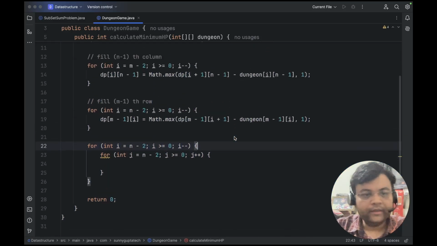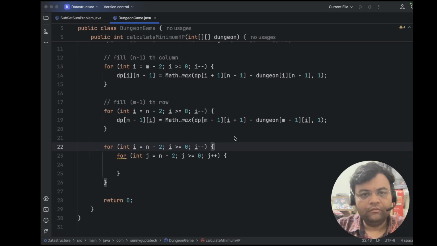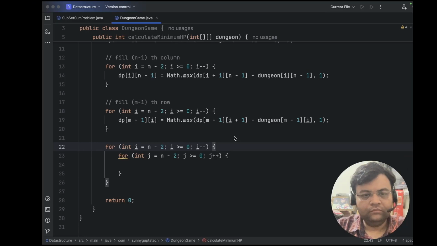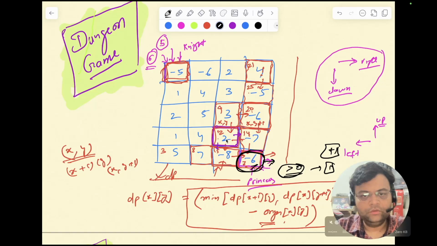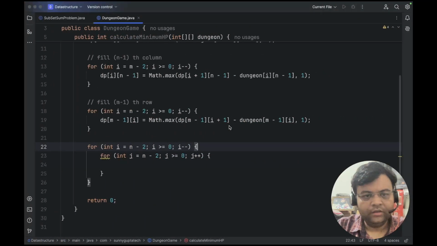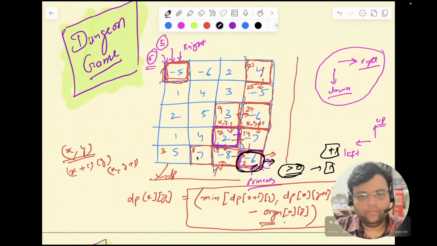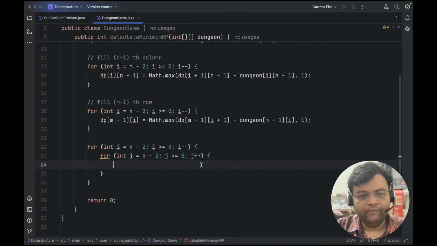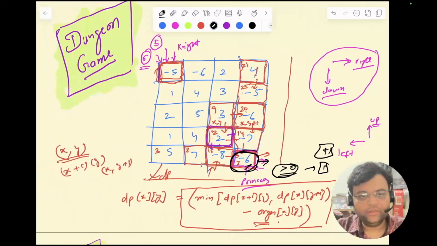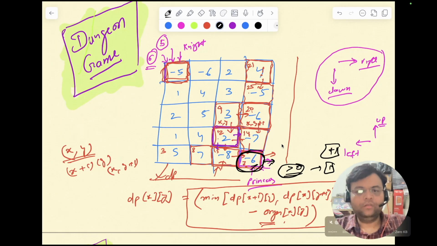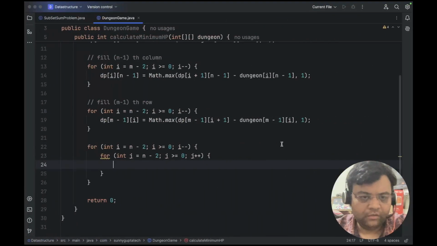Just formatting this. Okay, now fill this, then this, right? Now this again. This is how I need to do it: first this row, then this. I'm at this row, correct? Now I'm filling all the columns first.